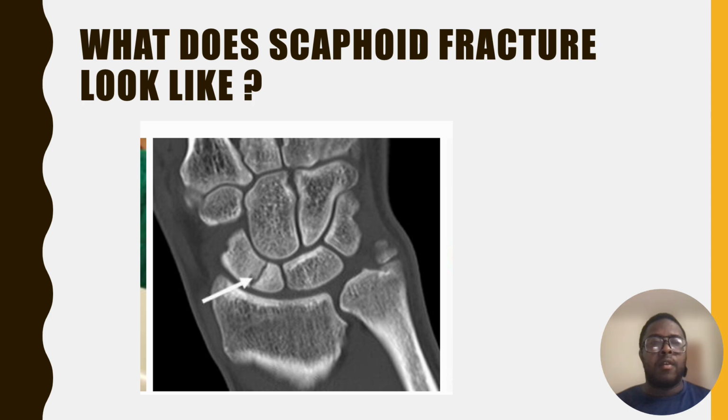And what does it look like? So as you see here, that's the fractured scaphoid. That's the scaphoid itself, and that little cross line here is the fracture.